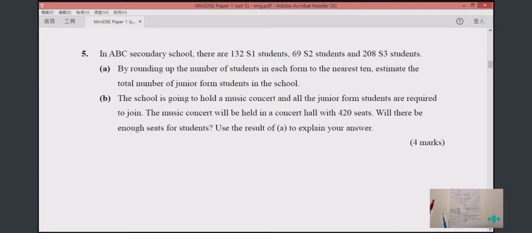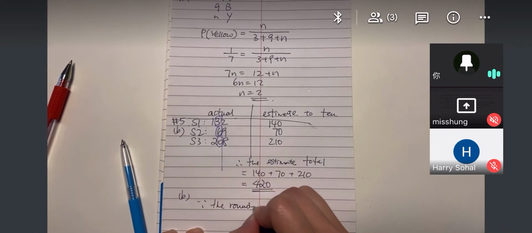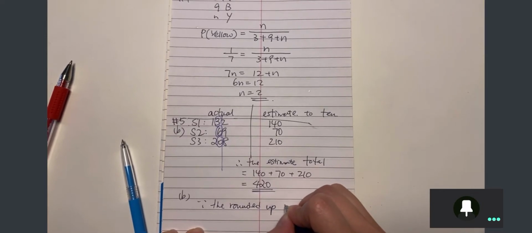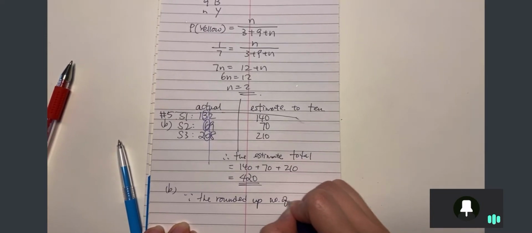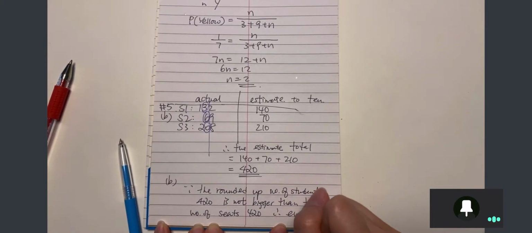And then you use the results. Maybe you can just say because the rounded up number of students, 420, is not bigger than the number of seats, 420. Therefore, enough. OK?